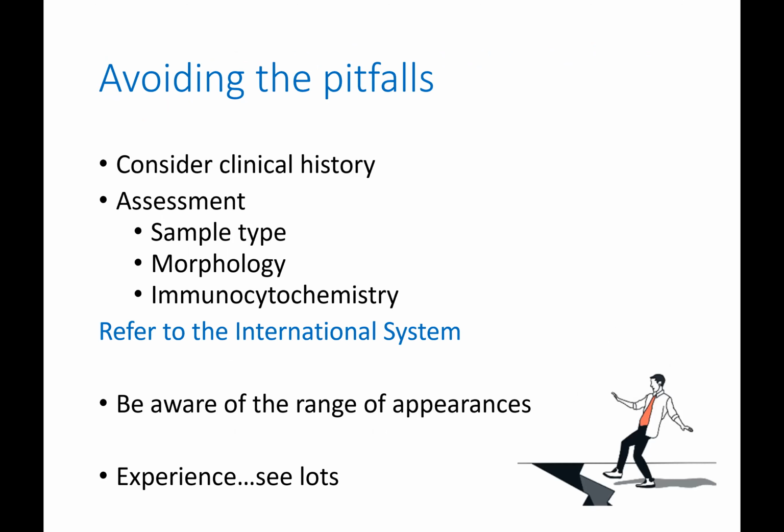To avoid some of these pitfalls, knowing the clinical history can be extremely helpful. When assessing the slides, it's important to know the sample type, pericardial versus pleural fluid, for instance. To look at the morphology, we need to consider the architectural patterns and pay close attention to nuclear features, and assess morphology often in conjunction with immunocytochemistry. We could refer to the various chapters of the International System and the information provided, including some of the algorithms, to help us sort out the cellular problems.